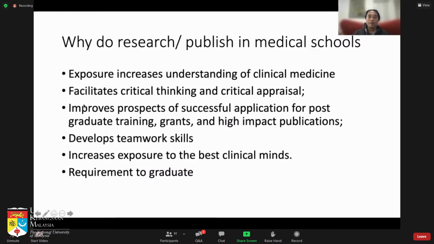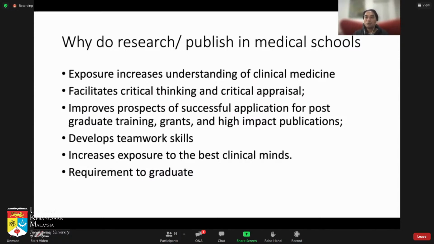And for undergraduates, if you do research, it will improve the prospect of a successful application for postgraduate training. For a postgraduate student, if you do research, that will increase the prospect of you getting a permanent post. It will increase the prospect of you getting a post in the university. It will increase the prospect of you getting grants, and of course, it will improve your knowledge and experience. So in future, you can publish in high impact journals.